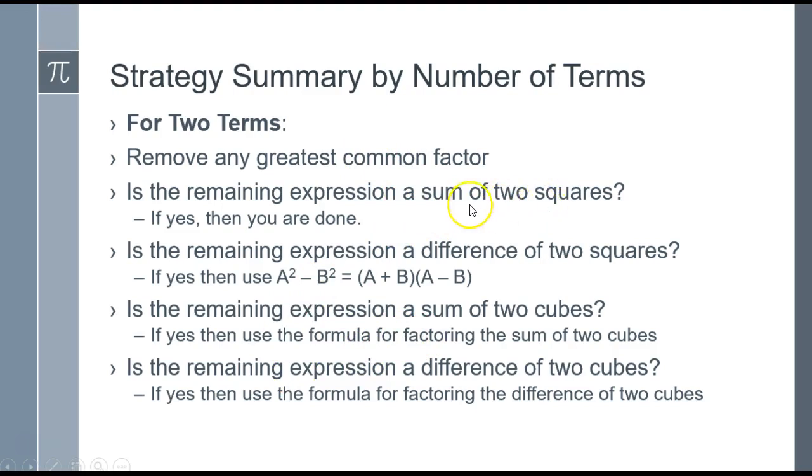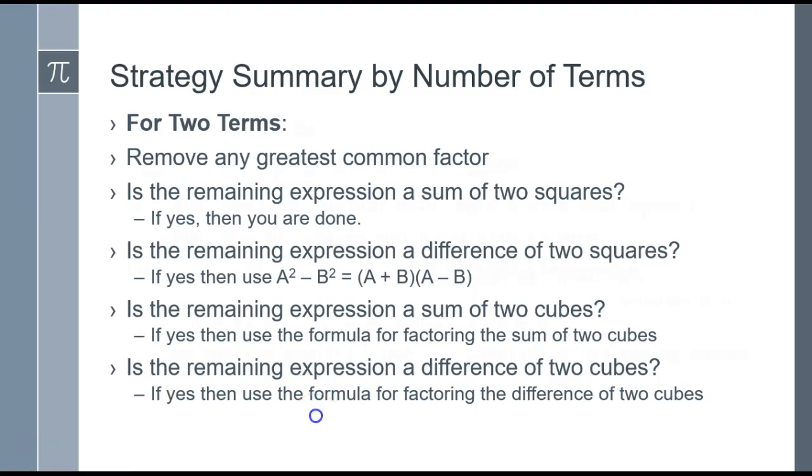I take that back. I said you're done if it's a sum when you remove the common factor of two terms. You need to look and see if it's the sum of two cubes, because that can be factored. But if it's the sum of two squares, or if it's not the sum of two cubes, you'll be done. But if your remaining expression is the sum of two cubes, use the formula for that, which we had in other lessons. And if it's the difference of two cubes, use the formula for that, which we had in those same lessons.